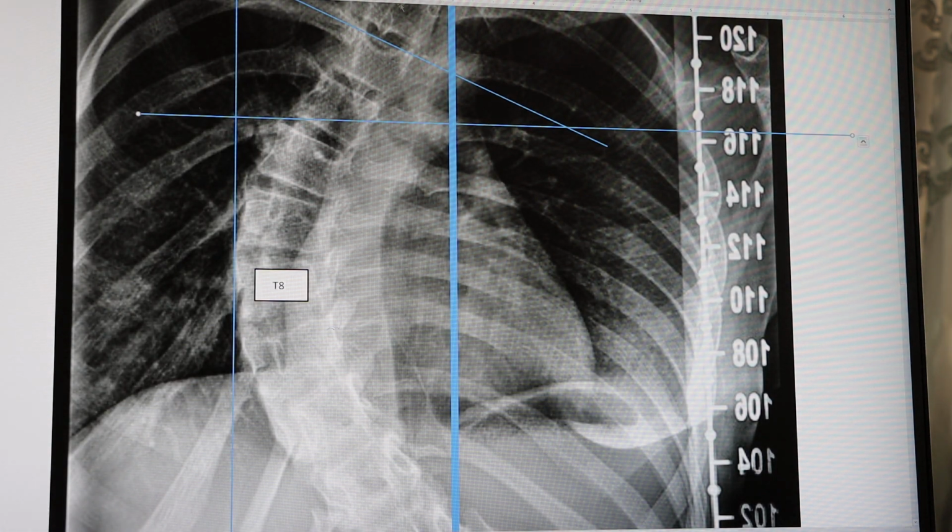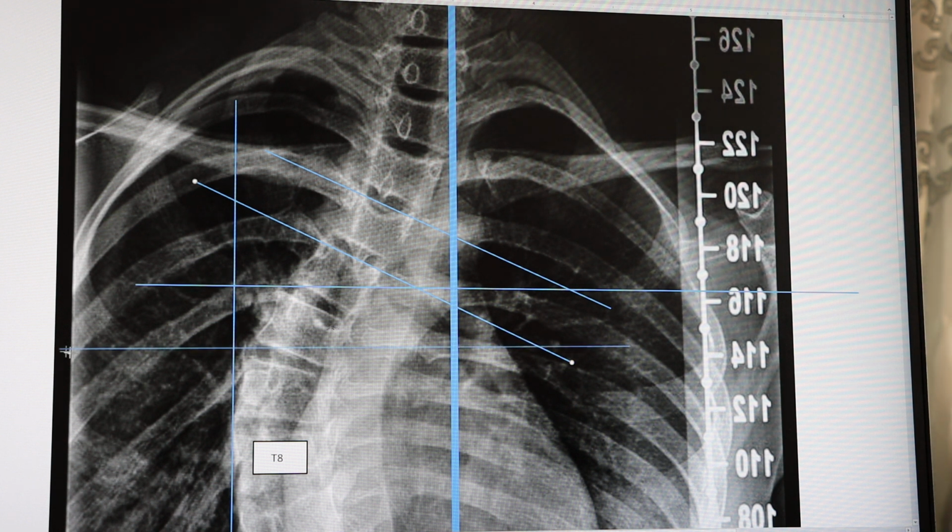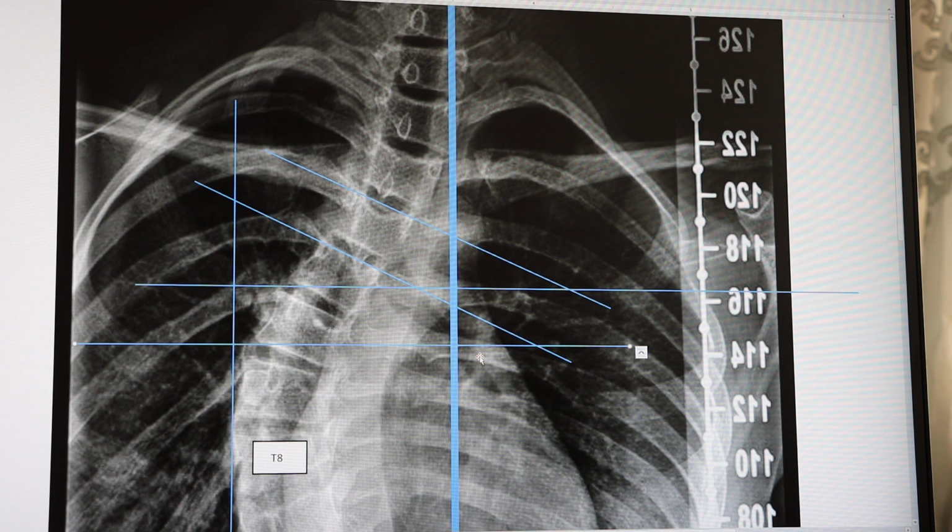Again, this line is horizontal, and this line is touching the superior end plate of the vertebra. This is the angle of tilting. Next, so this way we have measured the tilting of this vertebra. And then what we'll have to do is to draw another one here, and this is the line of the horizontal. Measure this angle and this angle and identify which one is bigger.